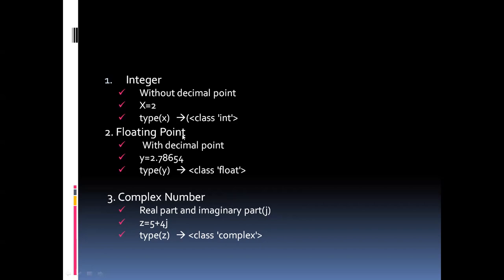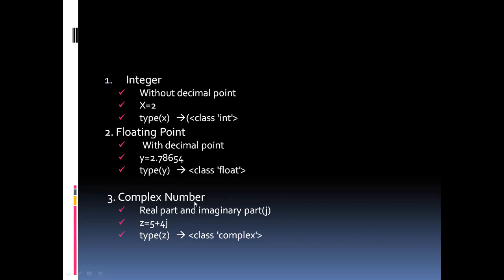Now the second number is a floating point number. A number with a decimal point is called a floating point number. How will we represent it? For example, 2.78654 is a floating point number, which I can store in a variable name, for example, y. If you want to check the type of this variable y, we can use the function type and then within the braces y. So the output that we are going to get will be float.